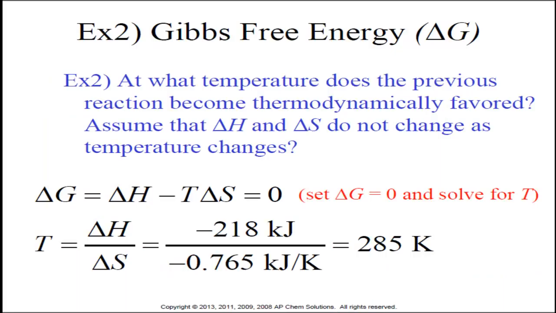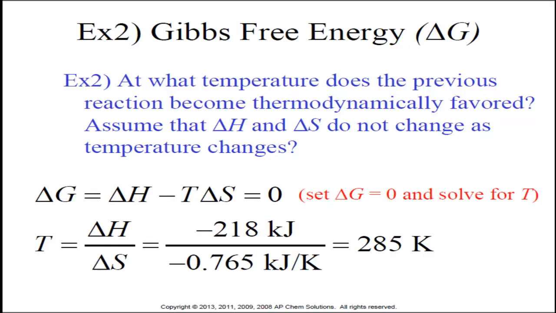In this example, we are trying to find the temperature at which the reaction from our previous example becomes thermodynamically favored. We're going to assume that our enthalpy and our entropy do not change as our temperature changes. So what we're going to do is set our delta G equal to 0, because this is the point where delta G starts to become negative, and therefore your process will be thermodynamically favored. So if we set delta G equal to 0, we know delta H and delta S, so we can solve for temperature.